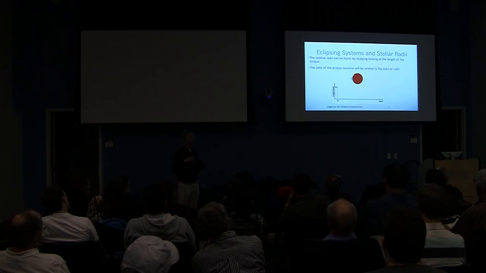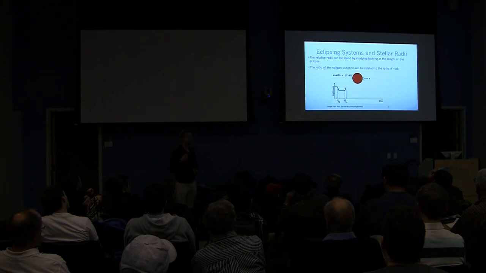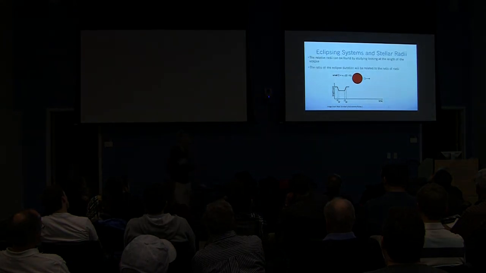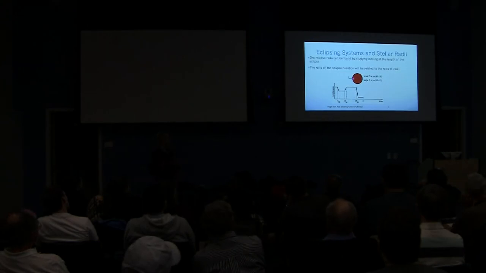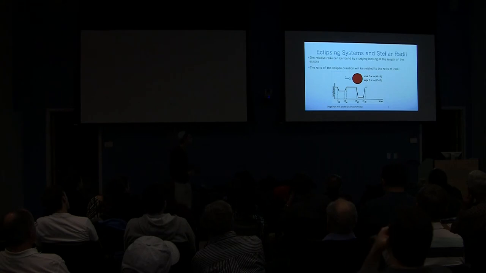So the amount of the dip and how long this dip takes is related to how big the stars are. Spectroscopic binaries told us how much mass the stars have. These eclipsing binaries will tell us how big the stars are, what their radii are. And basically the way it works is it's similar to solar eclipses, your first, second, third, and fourth contacts.